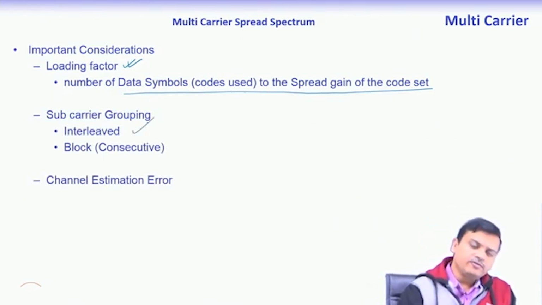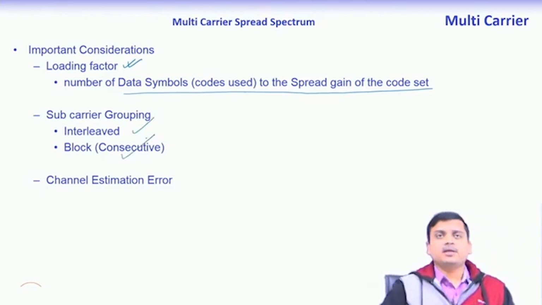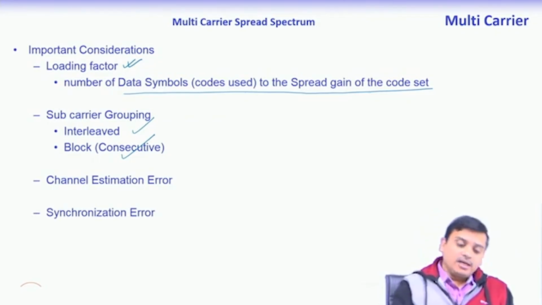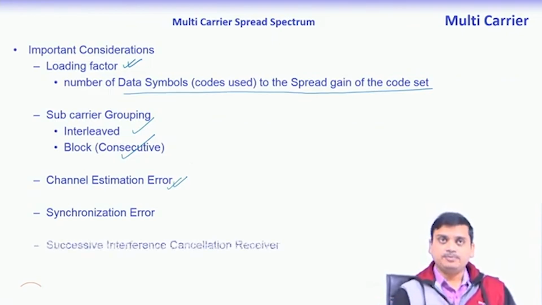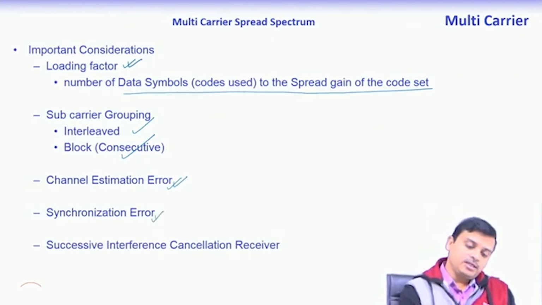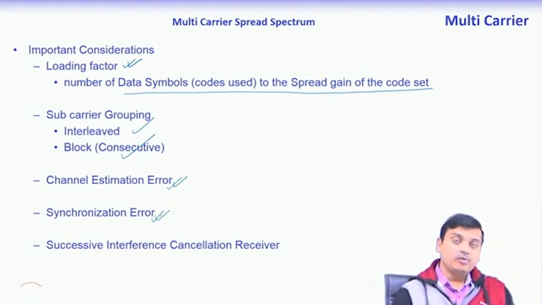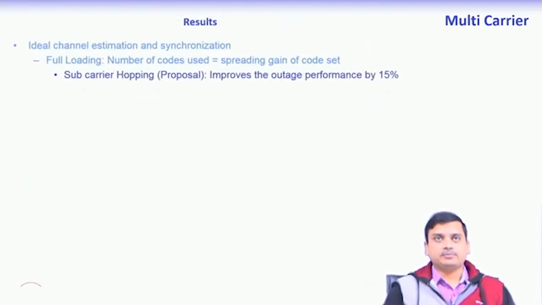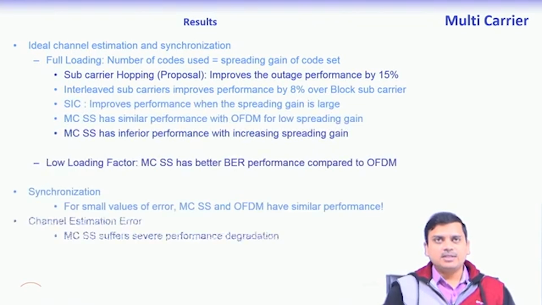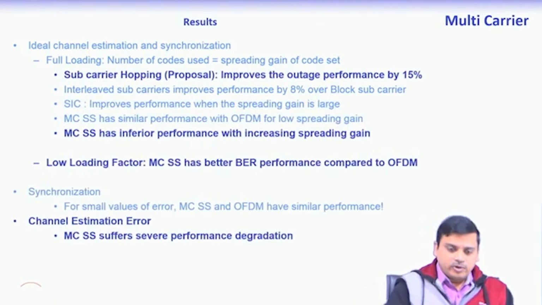One can do interleaved grouping of subcarriers, or block grouping of subcarriers. These are all very critical detailed methods inside this multi-carrier system, which are essential in order to get the best possible benefit. Channel estimation error is also important, because if one is doing additional spreading, then this would affect all the symbols, not just one symbol. Synchronization is important. We have discussed the effect of synchronization in OFDM, and to overcome this, sometimes successive interference cancellation receivers are also recommended.